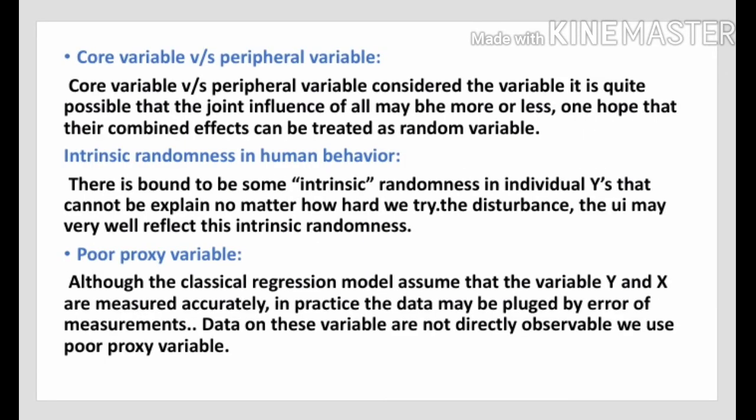Core variable versus peripheral variable. Consider the variable. It is quite possible that the joint influence of all may be more or less. One hopes that their combined effect can be treated as a random variable.